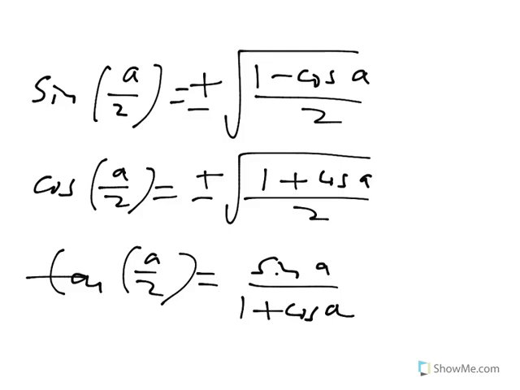These are the three half angle formulas. Sine a over 2 is plus or minus, depending on what quadrant I'm dealing with, the square root of 1 minus cosine a over 2. Cosine a over 2 is plus or minus the square root of 1 plus cosine a over 2. And tan a over 2 is sine a over 1 plus cosine a.